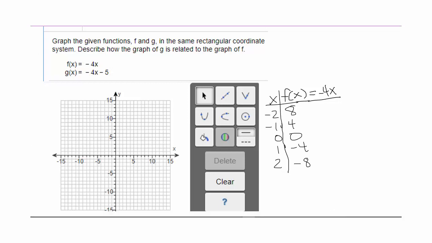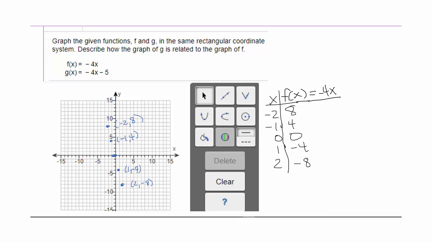I'm going to plot him in blue, I guess. So we have 0, 0. We have 1, negative 4. I like to label my coordinates unless they're on the origin. 2, negative 8. Okay, we have negative 1, 4. And we have negative 2, 8.